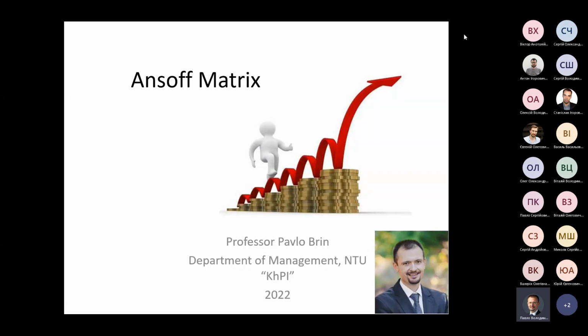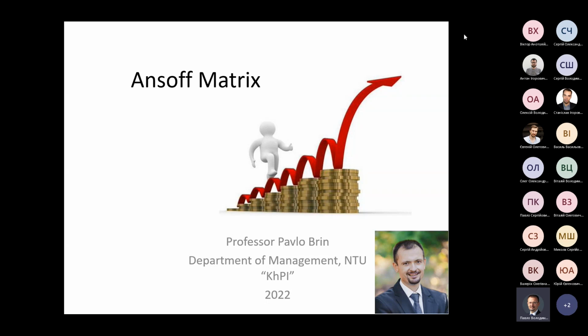Dear students, today we are going to discuss the Ansoff Matrix. Last time when we discussed the corporate strategy, I told you that the central part of the corporate strategy is taken by the diversification strategy. So how the company can manage a portfolio from different strategic business units. And today we are going to discuss the matrix to create the growth strategies for a company.